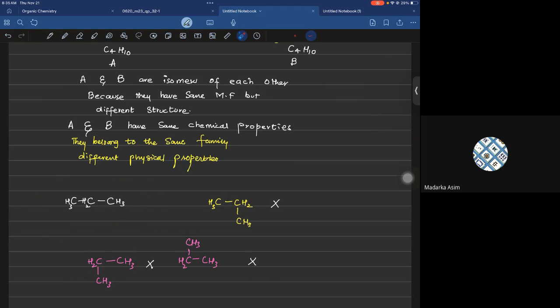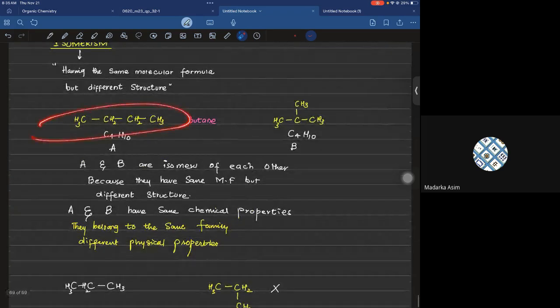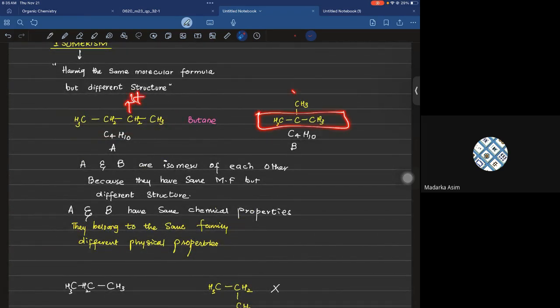Because there is no possibility that I can draw the structure in a different manner. Every structure is the same. So that's why I'm saying for propane, isomerism is not possible. But for butane, I can draw this structure in different styles. This is the first style. This is the second style. So yes, they are isomers of each other.